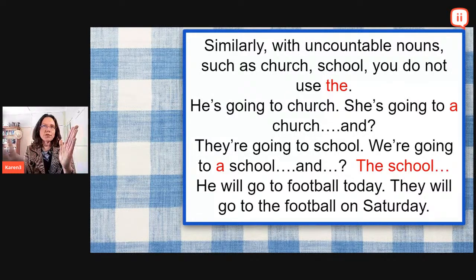My son's school is small. The school is small. So when you're talking about a building, yes, the is used when it's a place. The or a is used when it's a place. And then your normal article usage applies. So when it's an activity, no article for these particular words. When it's a place, you'd use the or a.